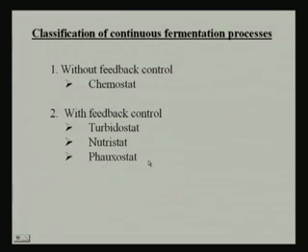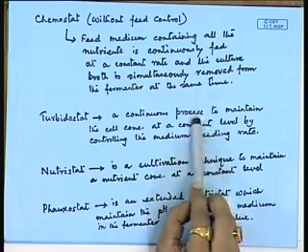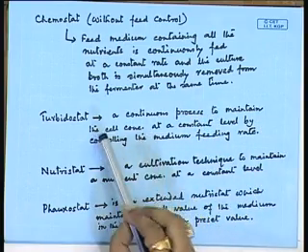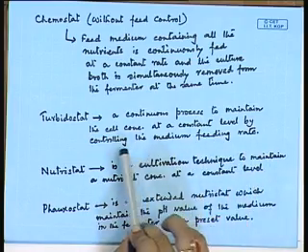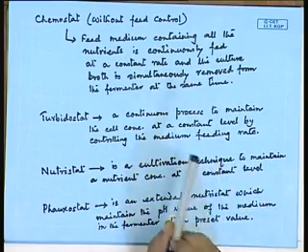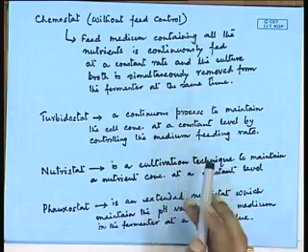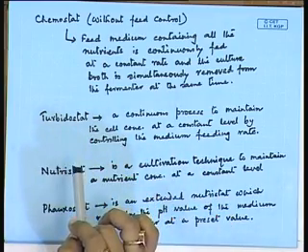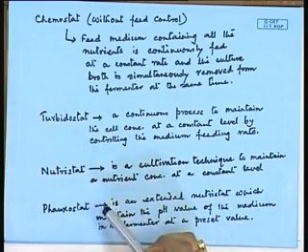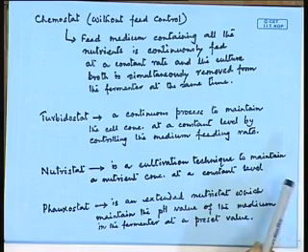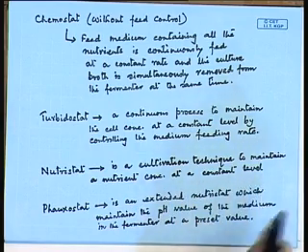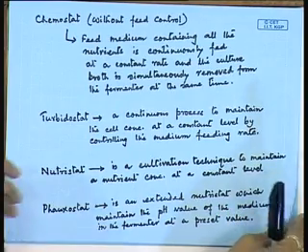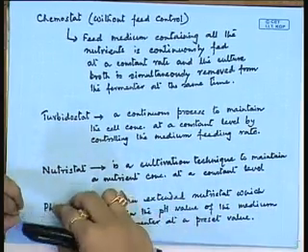Now, coming to the turbidostat, it is a continuous process to maintain the cell concentration at a constant level by controlling the feeding rate of the medium. So, this is the turbidostat. When we come to the nutristat, it is the cultivation technique to maintain the nutrient concentration at a constant level. Now, what is happening when we are talking about the different types of fermentation process?